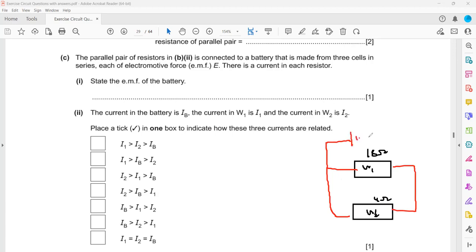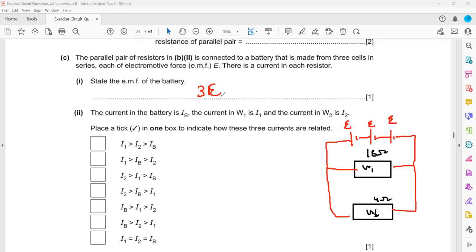Each cell has a voltage of E. This cell has an EMF of E, this is also EMF E. What is the total voltage of the battery, or combination of the cells? If I say this is 2 volts, this is 2 volts, this is 2 volts, what is the combined voltage? 6. So if the voltage is E for one cell, then for 3 cells the voltage will be 3E. You have to write in terms of a variable, where E represents the value of a voltage.